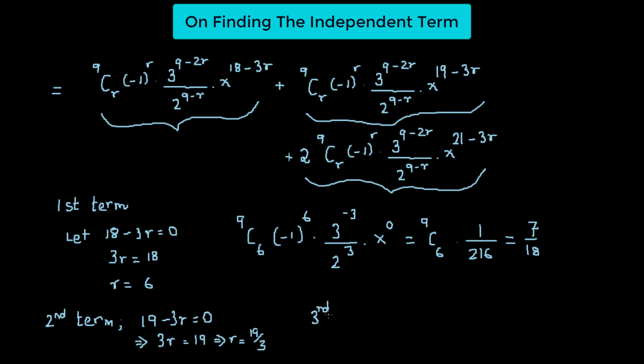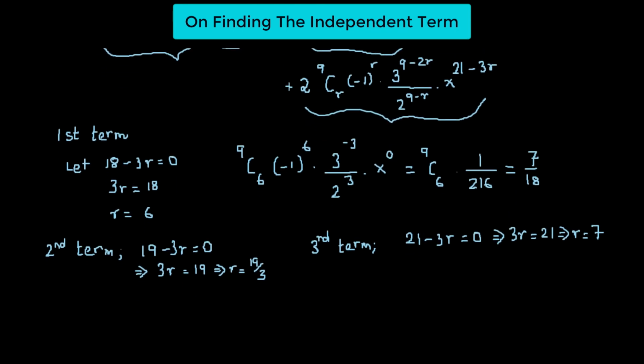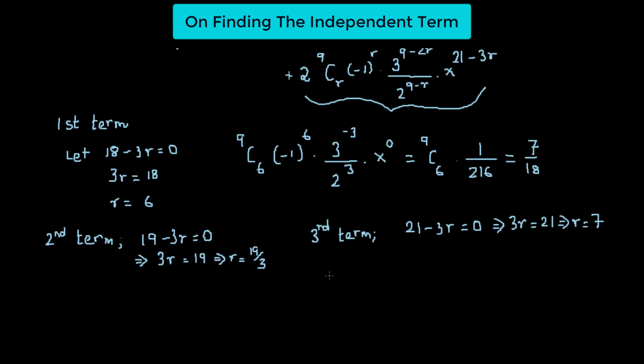So we have the third term. So here we allow the index of x, which is 21 minus thrice of r, equals to 0, and try to solve for the value of r. So we have thrice r is equals to 21, which gives us r is equals to 7. Now this being a natural number, that means this definitely is independent of x. And what we're going to do, we're going to replace the r value. R is 7, and let's try to find out what's the value going to be.